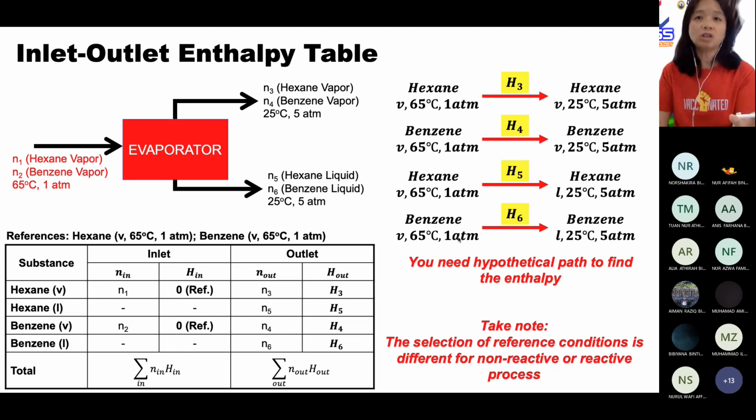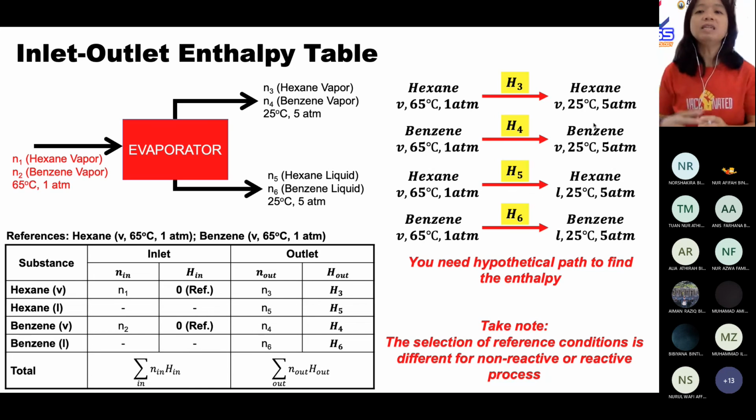So again from the reference condition, benzene vapor 65 1 atm, to benzene liquid 25 5 atm. So if you look at the start of your calculation, it must begin from your reference condition. That's why you see all the same reference condition, but the last point, to where you are calculating the enthalpy, depends on which enthalpy you want to calculate. Say H3, you look at the H3 vapor going up. So you look at the vapor going up, what is its condition. So on and so forth.